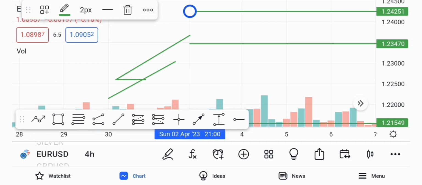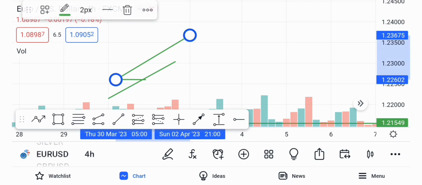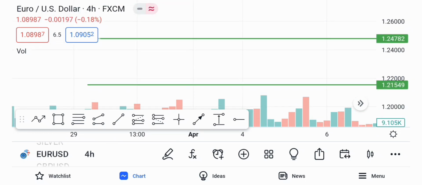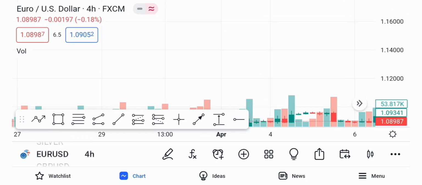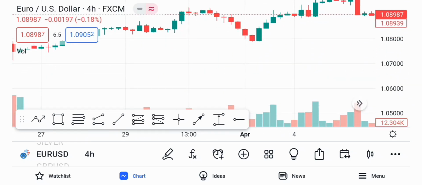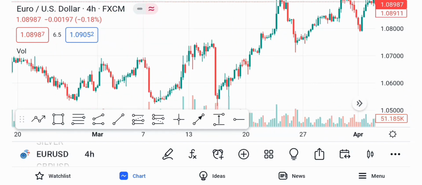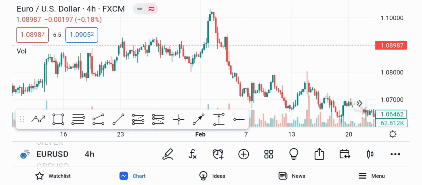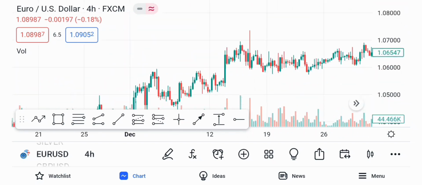So now I'm using the Euro USD to show you how. Let me move to a real chart where it's a bit more obvious. We can actually see what I'm talking about. This is our chart, Euro USD, and you look for an obvious uptrend or a ranging market.